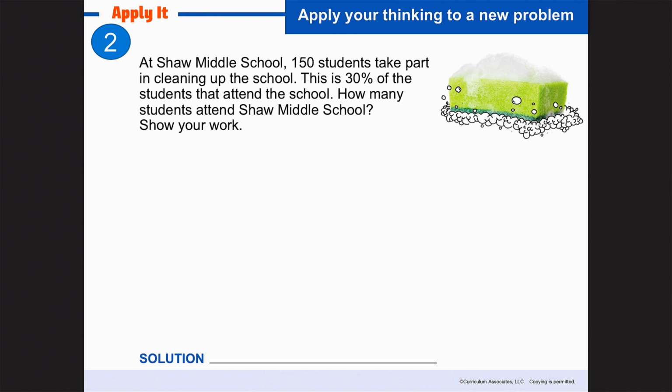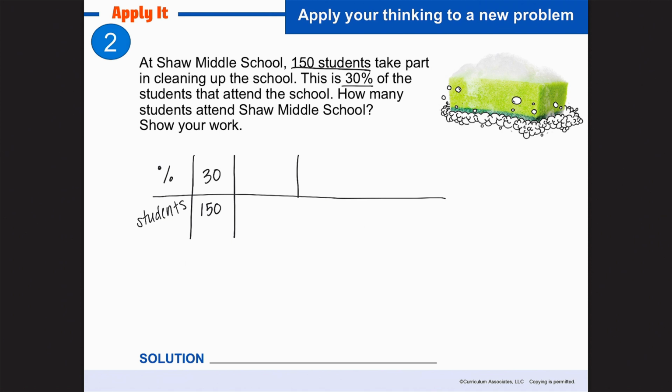So just like before, we're going to make ourselves a ratio table. And the two things that we're comparing are the percent and the amount of students. So far we know that 30% of the students help clean, so we're going to throw that in there. And that 30% was the same as 150 students. Just like the problem before, we want to figure out what it takes to get to 100% because that's the total amount. So I'm going to put 100 here. So really what I'm trying to figure out is this total number of students.